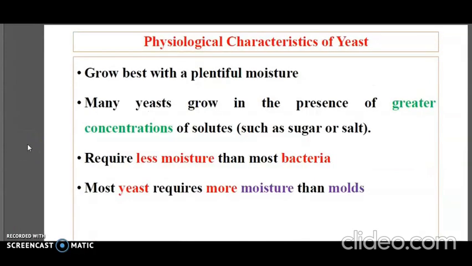Now let's see the physiological characteristics of yeast. It grows best with plentiful moisture. Many yeast grow in the presence of greater concentrations of solutes such as sugar or salt. It requires less moisture than most bacteria. Most yeast require more moisture than molds.